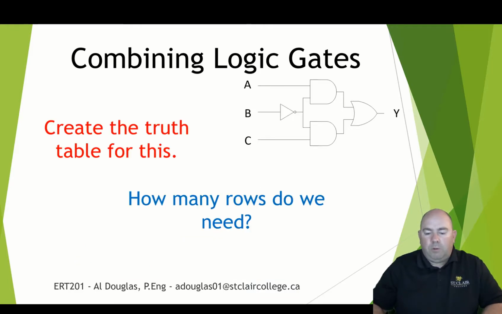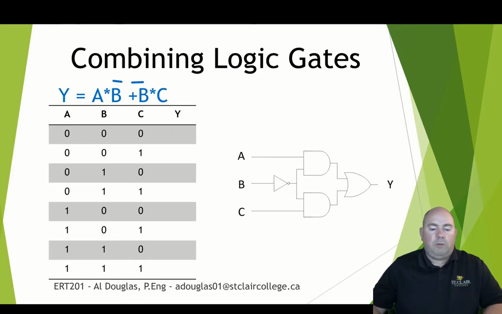So how do we create a truth table for this? First of all, we would need to have three inputs altogether. So three, how many rows do we need? The answer for that. What is 2 to the power of 3? Is equal to 8, so we need 8 rows altogether on our truth table. So let's look at this.